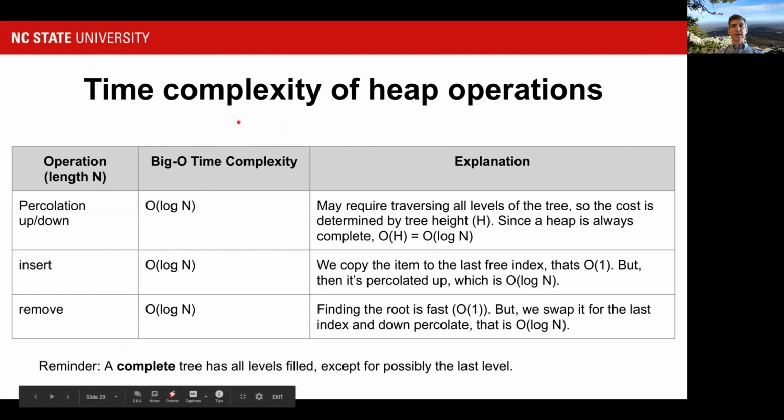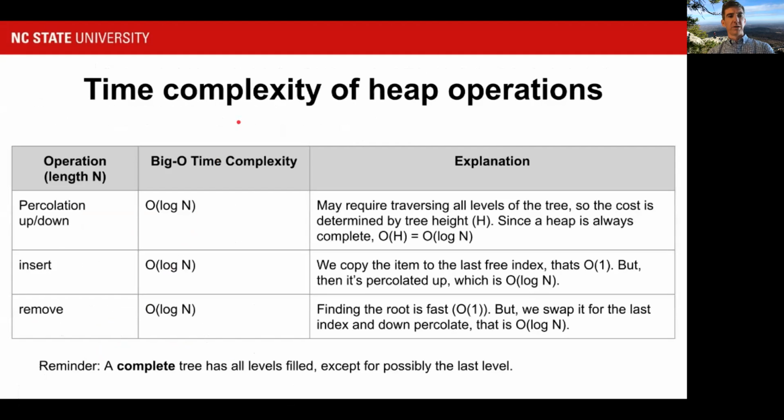Okay, so what's the time complexity of these operations on a MaxHeap? Well, when we think about percolate up and down, we know that in the worst case, we're going to take a value at the root and push it to a leaf, or we're going to take a value at the leaf for percolate up and push it all the way to the root, right? So that means in the worst case, we might have to do H moves up the tree, where H is the height of the tree.